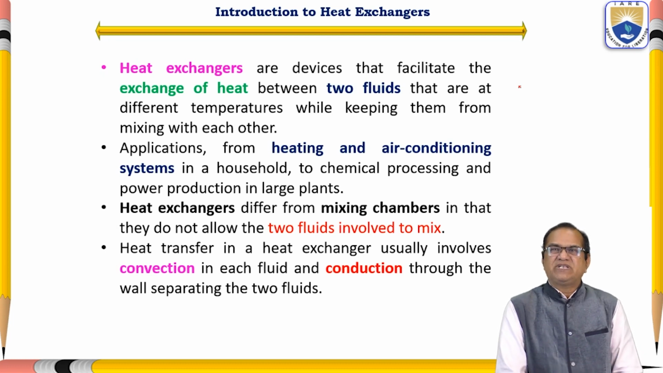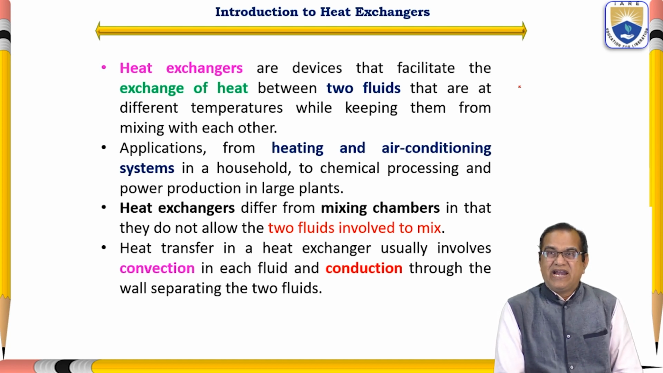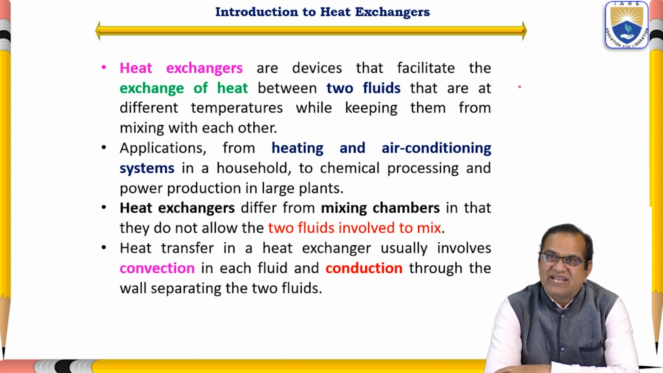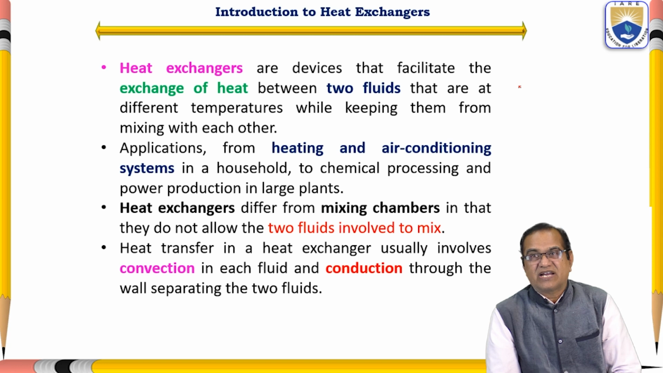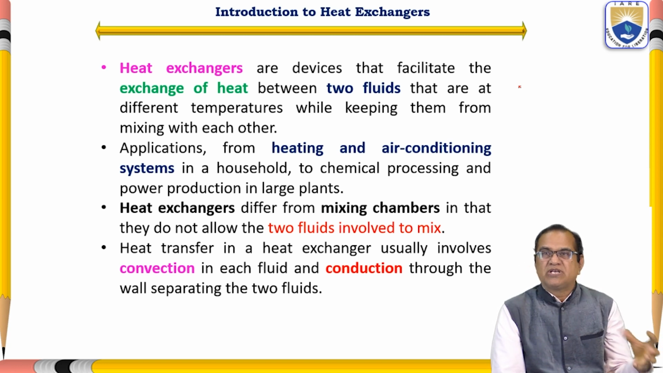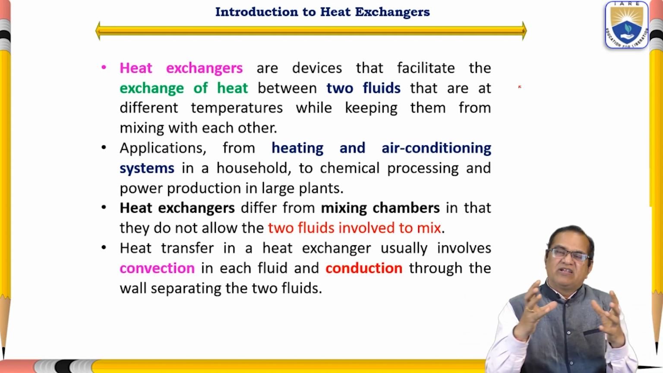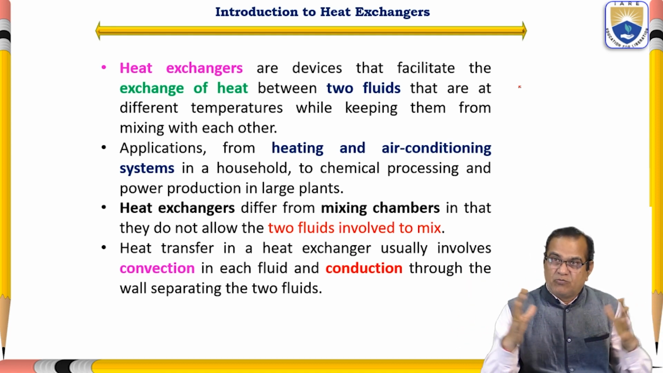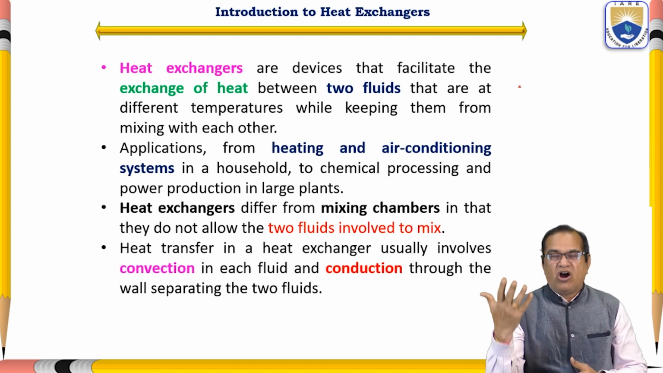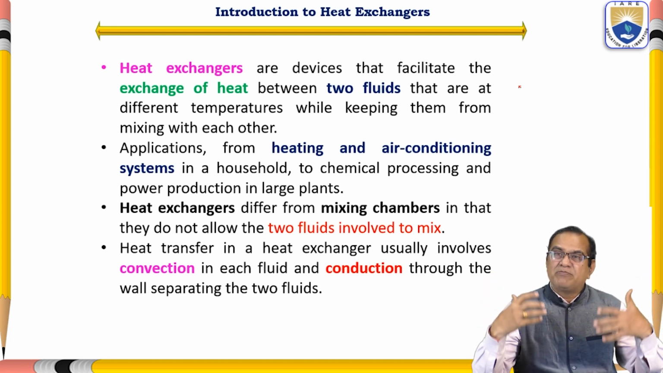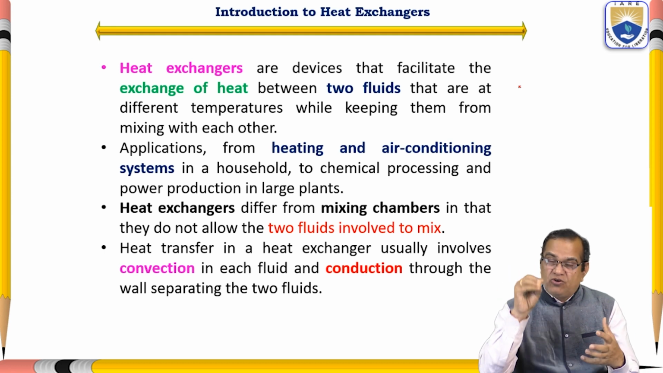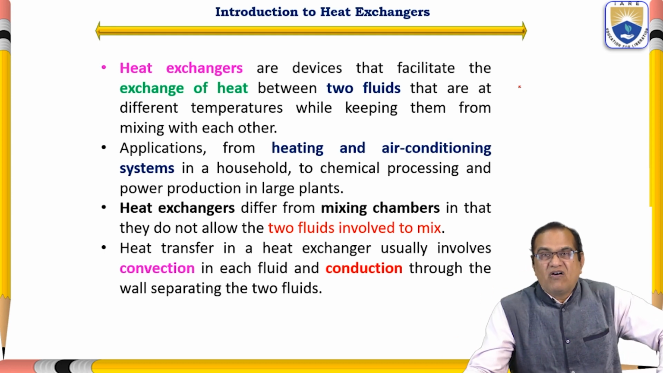Heat transfer in a heat exchanger usually involves convection in each fluid and conduction through the wall separating the two fluids. Normally we don't take radiation as one of the parameters, but convection and conduction will definitely take place, because there will be metallic tubes, pipes, or plates through which the two fluids at different temperatures will move. The fluid inside, hot or cold, moves through the pipe. Pipes are made of metal, which transfers heat by conduction, but the fluid transfers its energy by convection.